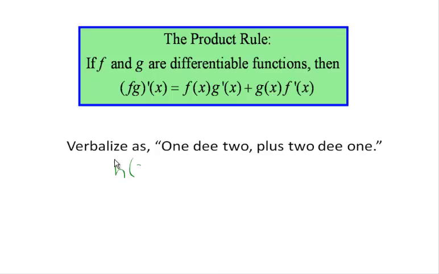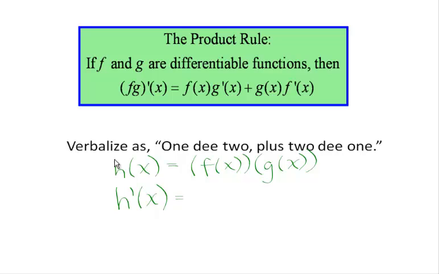g, let's call h of x, f of x times g of x. So h prime of x is going to be the derivative of the product of those two functions. That's what this notation means. The derivative of f times g with respect to x has 5 pieces. There's one, there's one, there's one, there's one, and there's one.